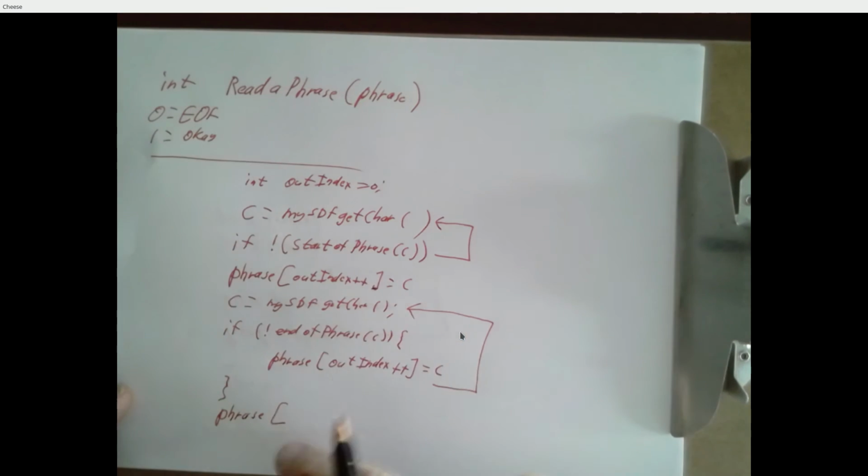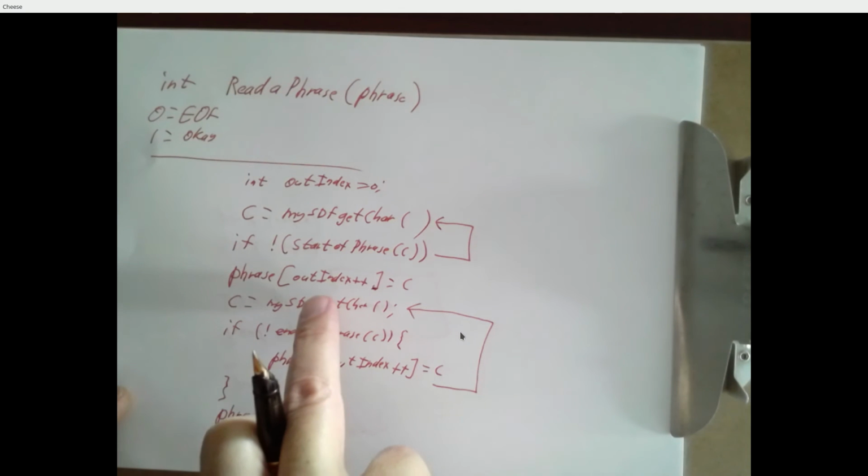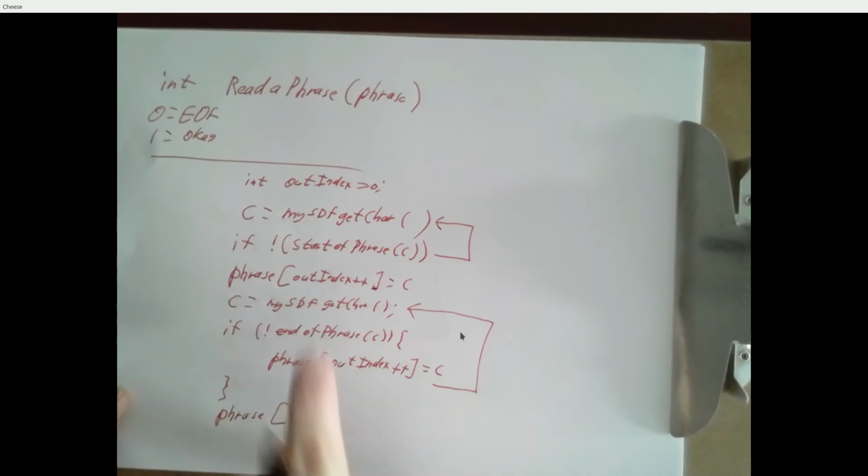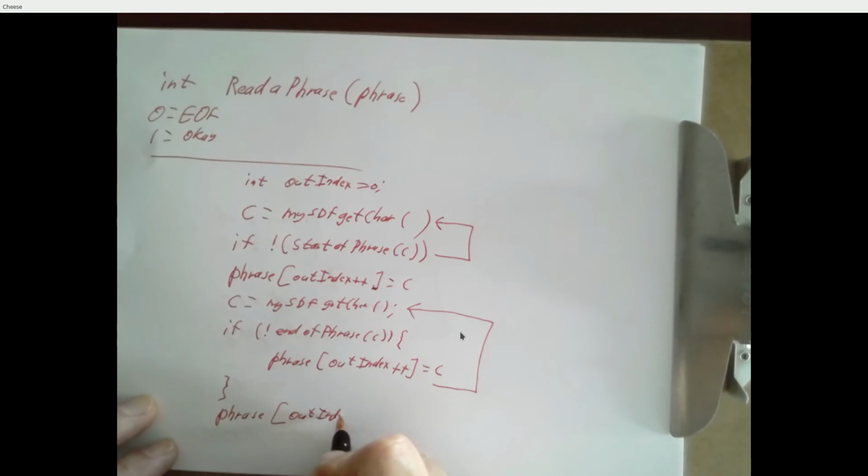So the way I'm doing this, out_index is always the next location to write in phrase. So I should be safe just saying phrase[out_index] = null terminator. And then I'll just return 1.